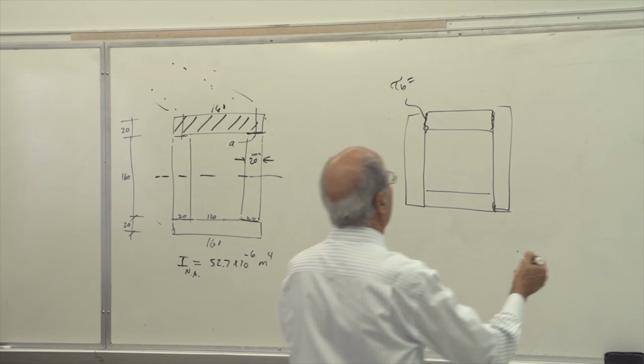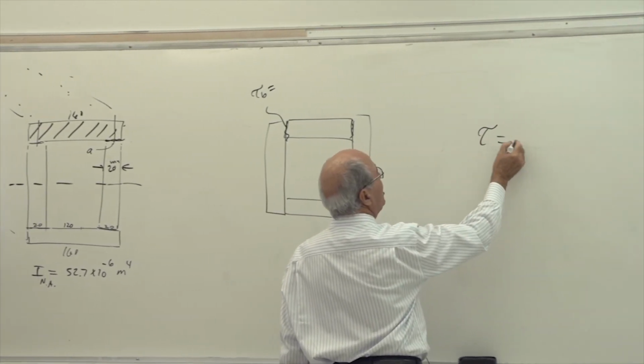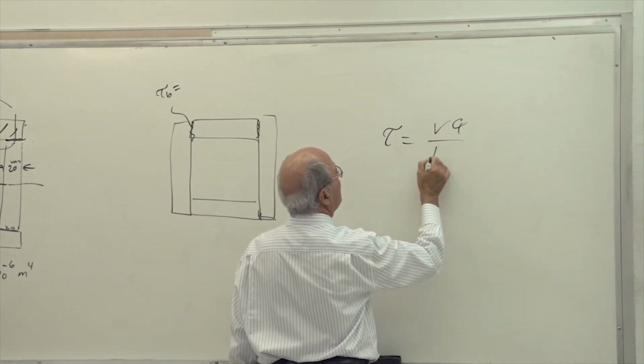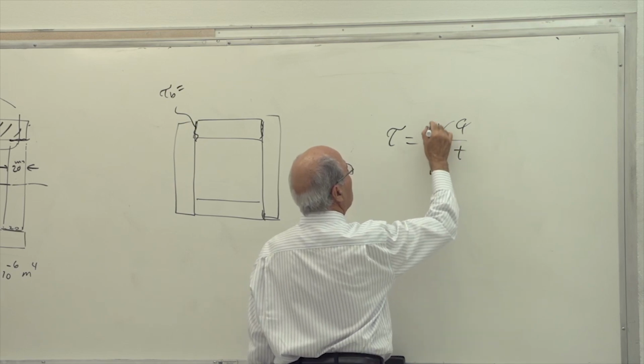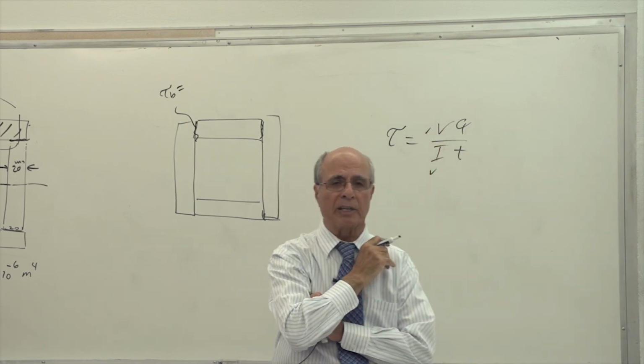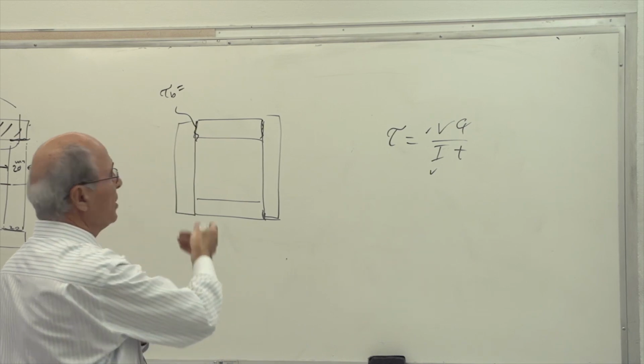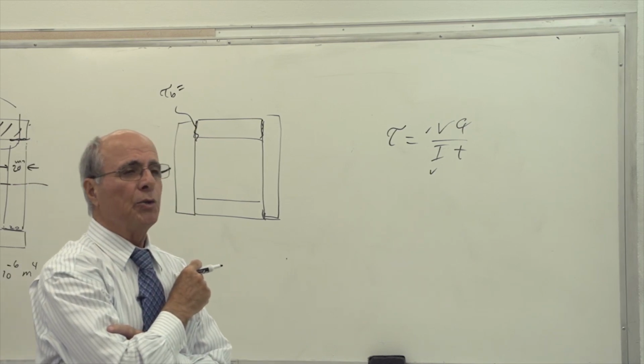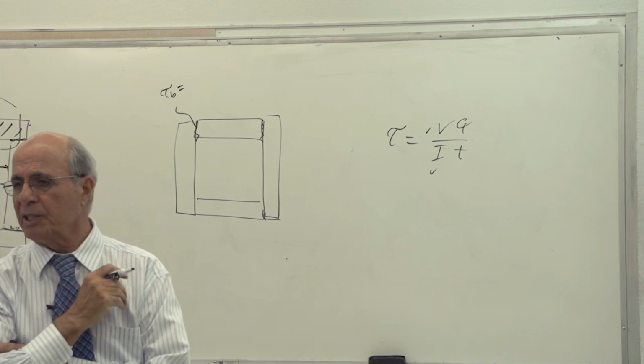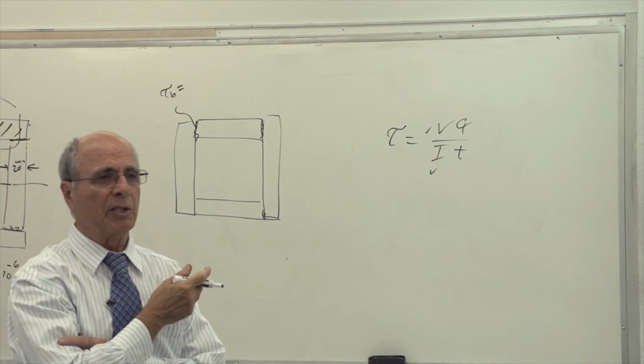So I give you tau in your formula sheet equal to VQ over It. We already talked about this too. That is obvious. Nothing changes that. The only thing that changes between this problem and that problem is the value of Q, or t perhaps, depending. We'll see. What is the Q, obviously? How do I cut it?